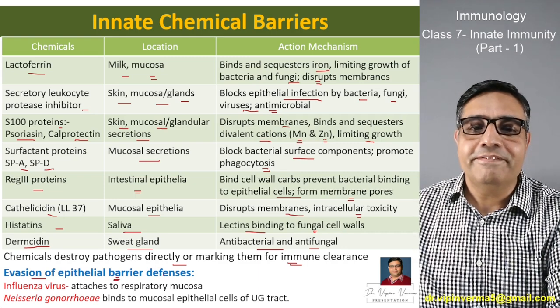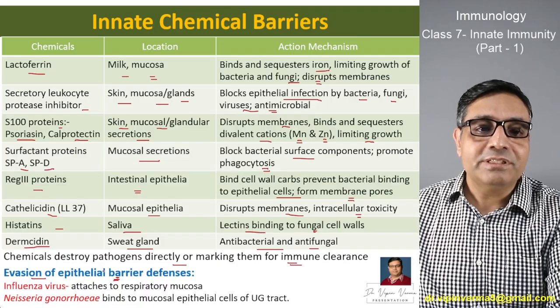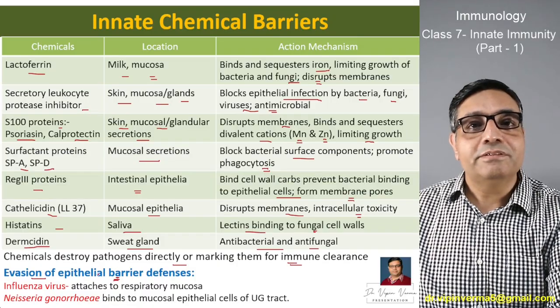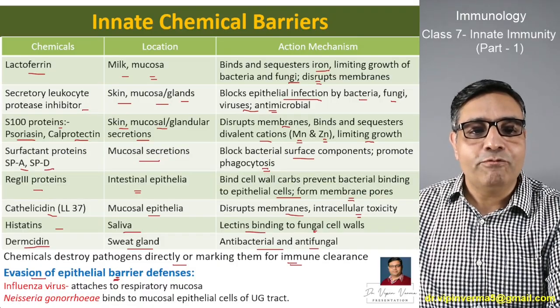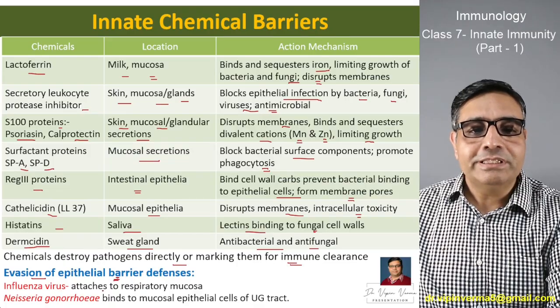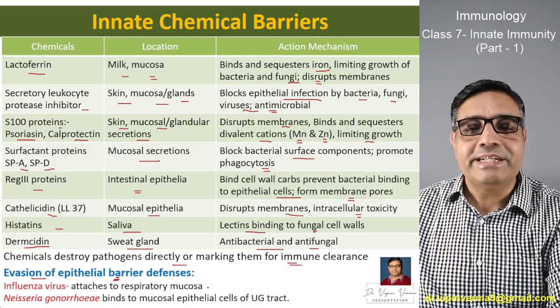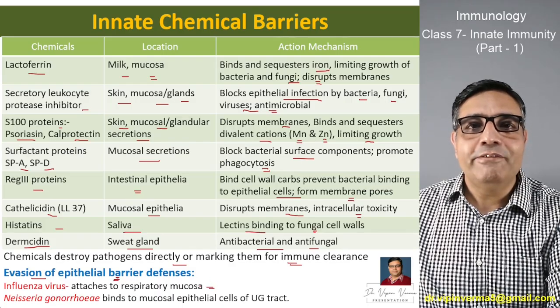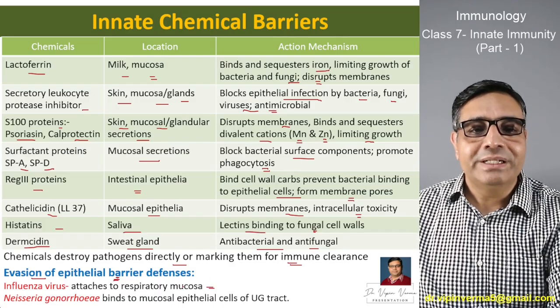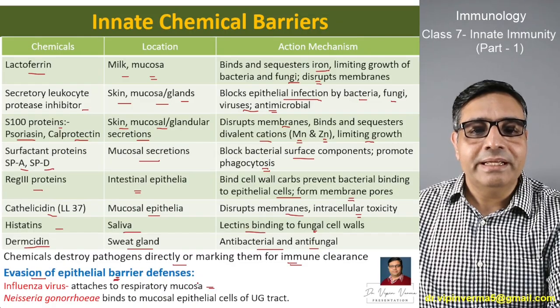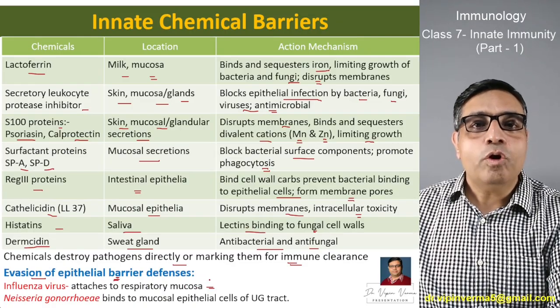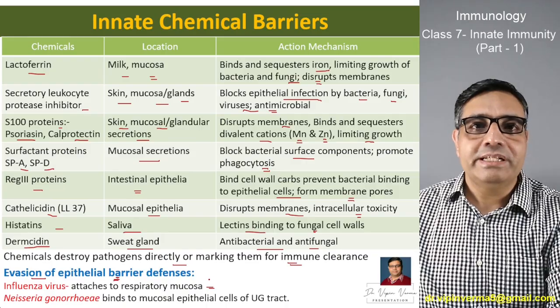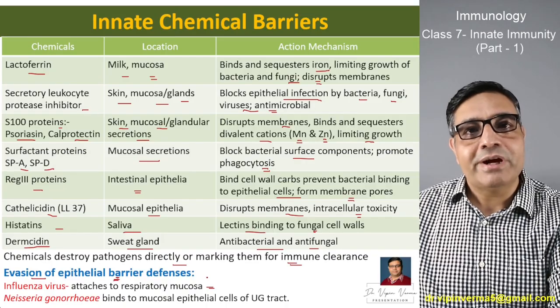Now, there are certain examples of the evasion of epithelial barrier defenses. So we have the barrier defenses, but still there are some smart pathogens which can breach them. For example, influenza virus. This influenza virus attaches to the respiratory mucosa, right? Therefore, it's not easily washed away. And you can see that in flu season, a lot of flu is there in our community. Why? Because of this influenza virus.